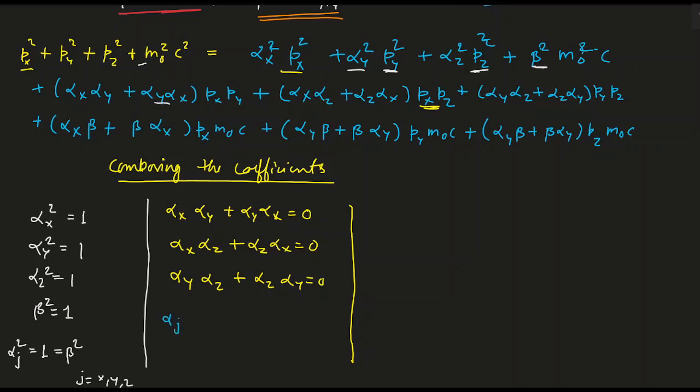You can say alpha_j alpha_k plus alpha_k alpha_j equals 0. It means when both the alphas are different, then that will be 0. So is there any p_x term in the LHS? No, there is no p_x, so this term will also be 0, that's for sure. So alpha_x beta plus beta alpha_x will be equal to 0. Similarly, alpha_y beta plus beta alpha_y will be 0.